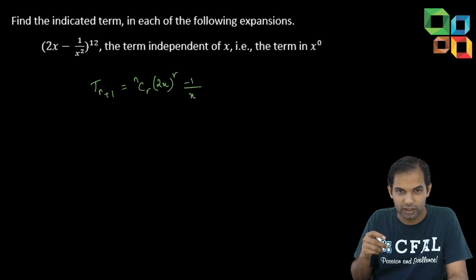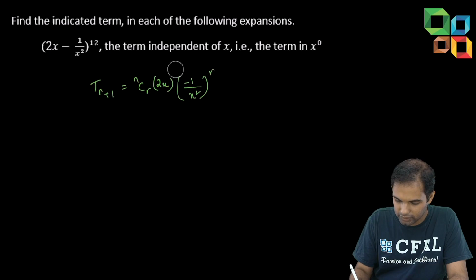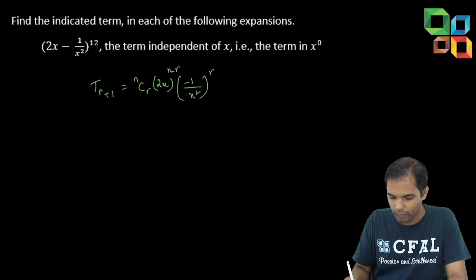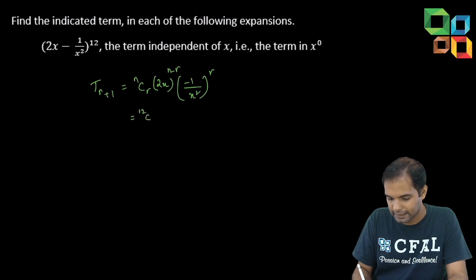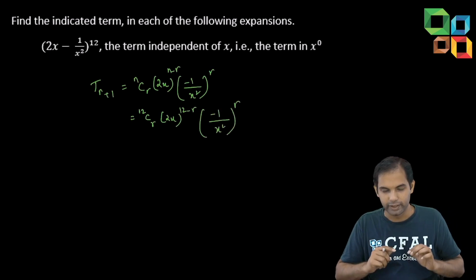Because if we are supposed to write the coefficient, we need to know what it is. x square whole power r. This is not r. This should be n minus r. So we know n. So let us write it is 12Cr. So it is 2x whole power 12 minus r into minus 1 whole power x square. Now what should I do?